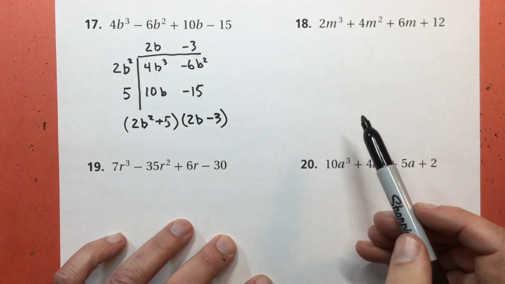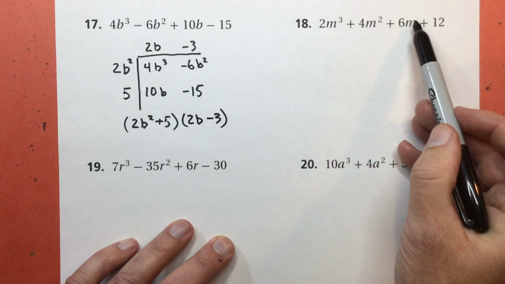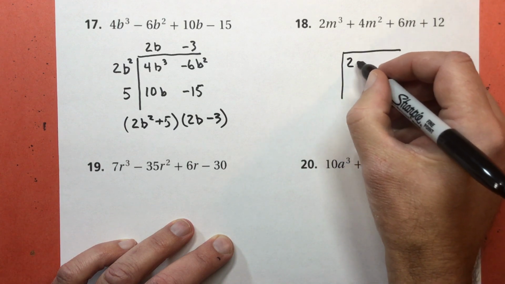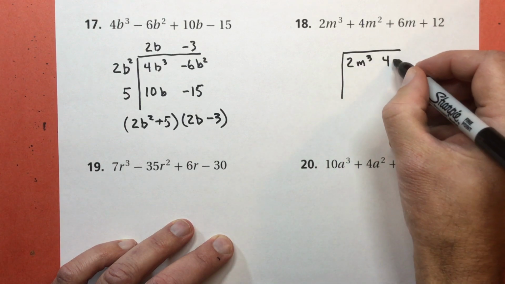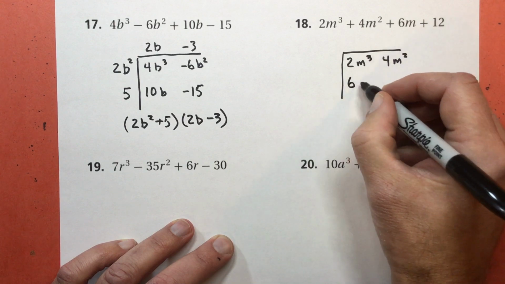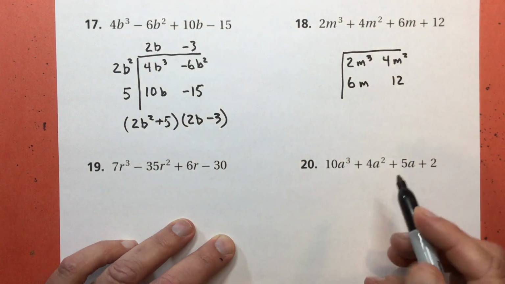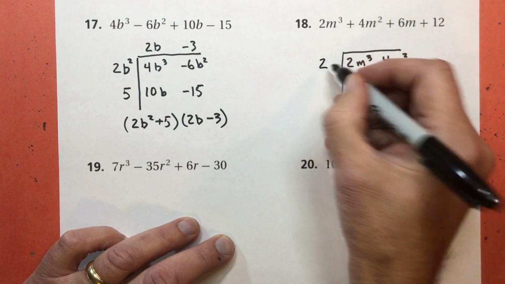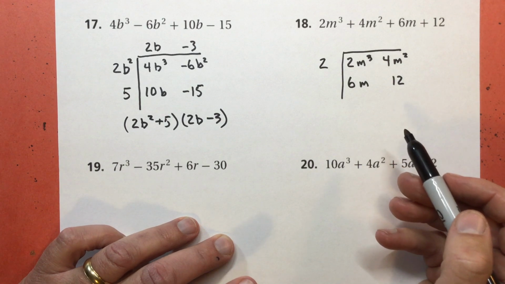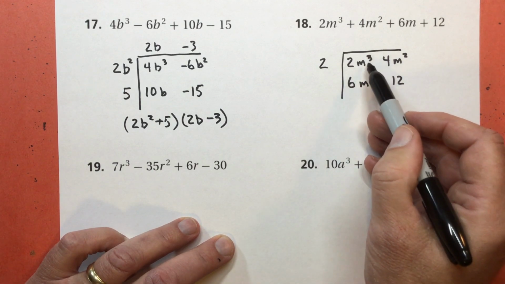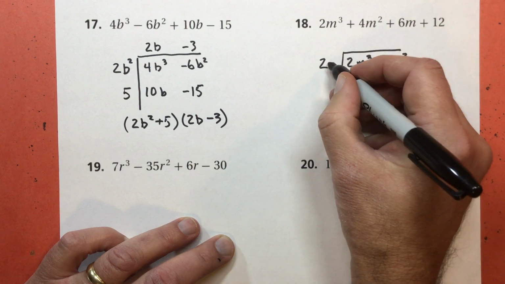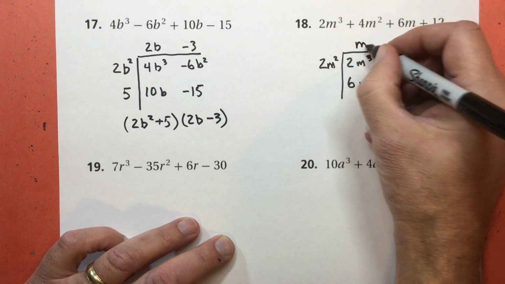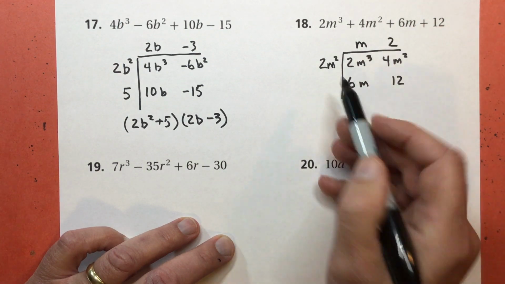Number 18, let's check these to see if they're in the right order. 3, 2, 1, 0. Yep. 2m to the third, 4m to the second, 6 times m, and 12. This is 2 times 1, that's 2 times 2. So they both have a common factor of 2. What's the most m's I can bring out? I have m times m times m, and I've got m times m. So I can bring out 2 of them. That leaves another m here, and that leaves a 2 here, because 2 times 2 is 4.